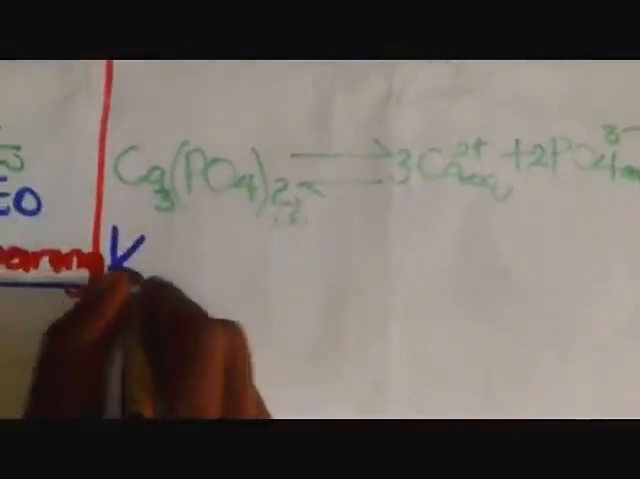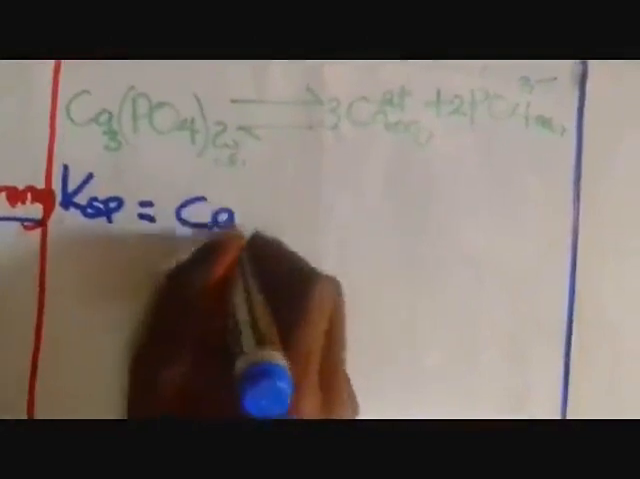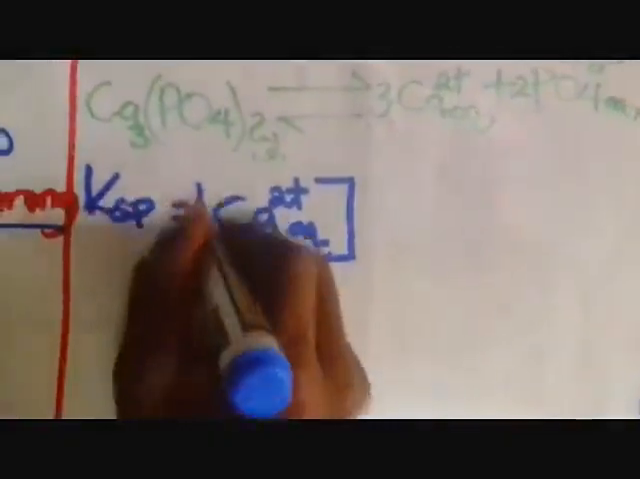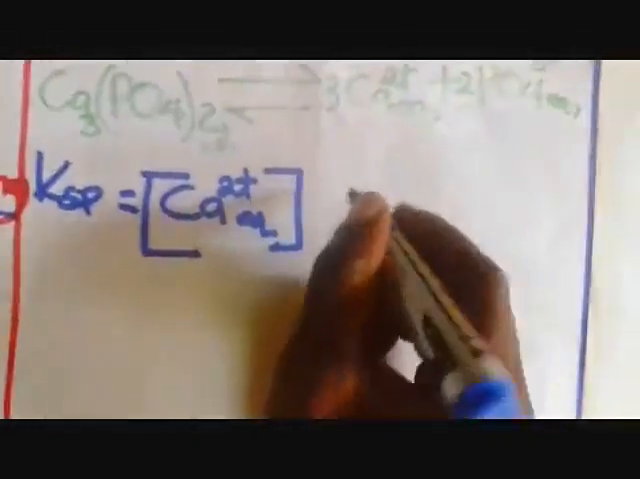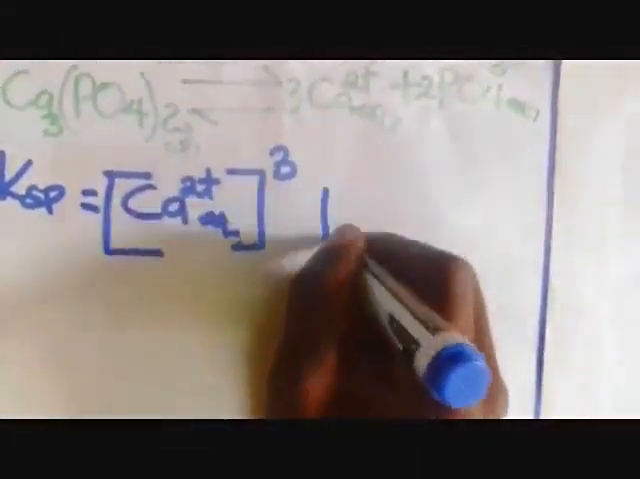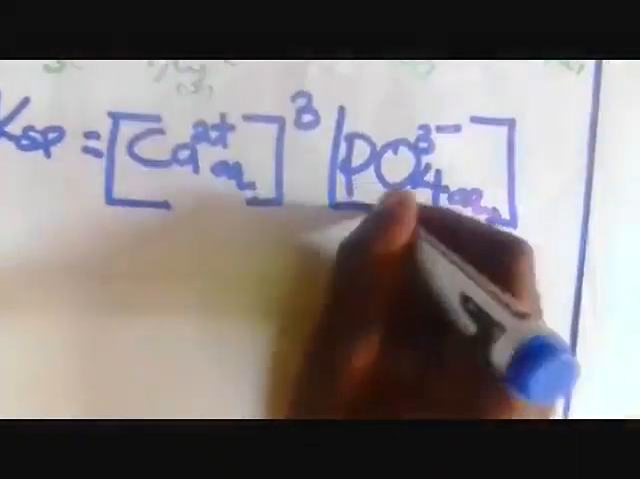Similarly, for this one here, we are going to say Ksp of calcium phosphate, after writing the equation, is going to become the concentration of calcium ions. Remember, we said you use that square bracket like that. Then raised to power 3 because of the raising to appropriate power. Then times the concentration of phosphate ions like that, but also raised to the appropriate power. The power here is going to be power 2.